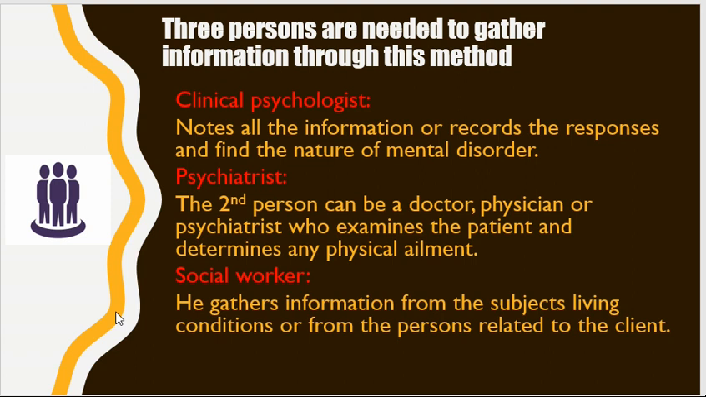And the third person is the social worker. The third important person is the social worker. He gathers information from the subject or the people living around him. We can take information from the family, from the peer group, or from neighbors, relatives, friends, and so on. The purpose behind contacting these people is to see whether the information given by the subject or patient is correct or not. We can take a much better view of the personality of an individual by taking the view of the people living with him. So these are the three persons who gather information about the person through the clinical method: a clinical psychologist, a psychiatrist, and a social worker.